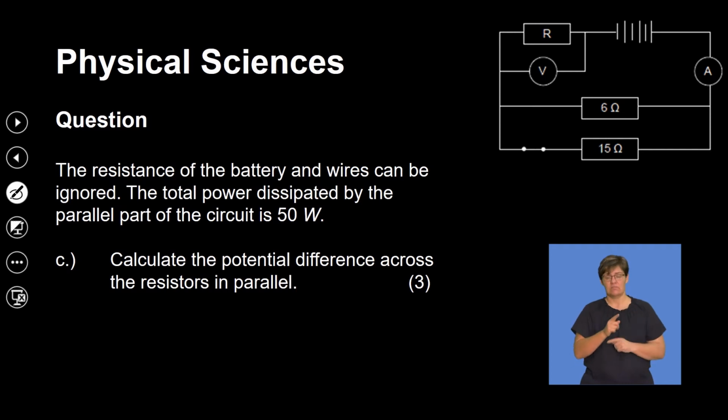Right, let's go to the next question. The next question says, calculate the potential difference across the resistors in parallel. This question is 3 marks. So this is what I would want to think of as a routine calculation.